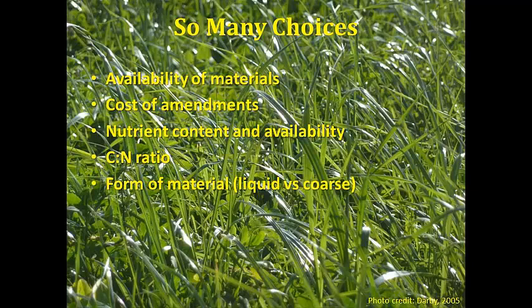And part of that diversity is knowing what's in the material. What's the nutrient content, and what is the carbon to nitrogen ratio? How much nitrogen is in these materials that we're using? And then again, what's the form of material? How are you going to apply it? Is it liquid versus coarse? And so just knowing what you're adding to the soil as an organic matter amendment will be very important in meeting the needs of your soil, the microbes, the plants, and your livestock.